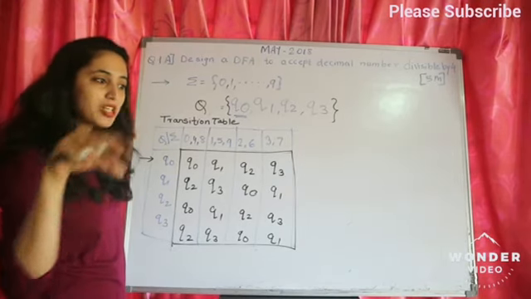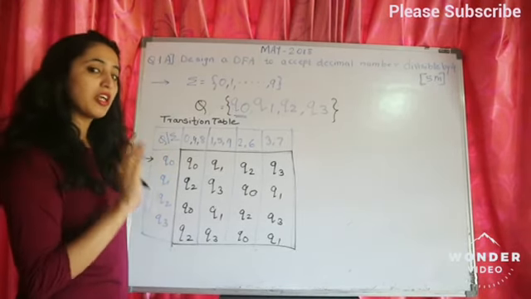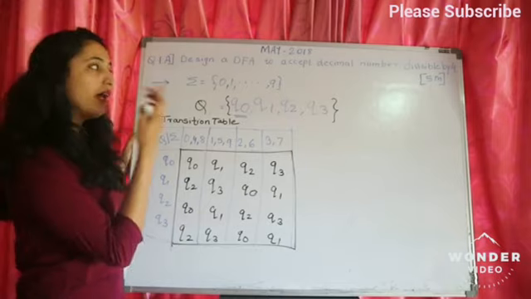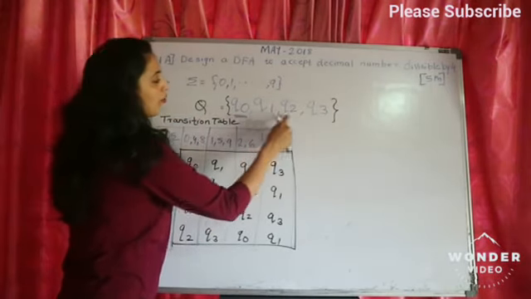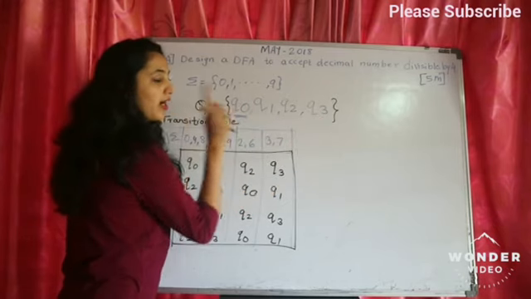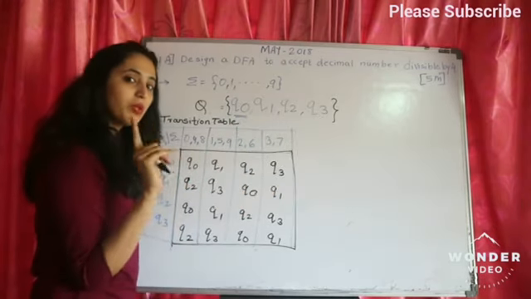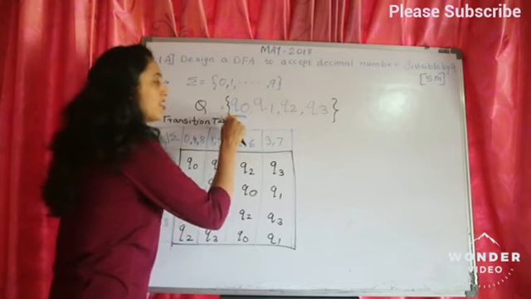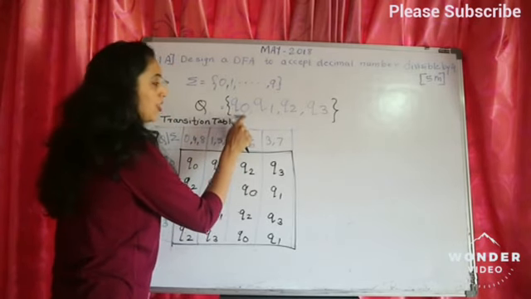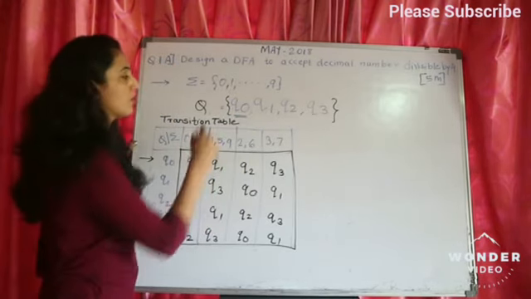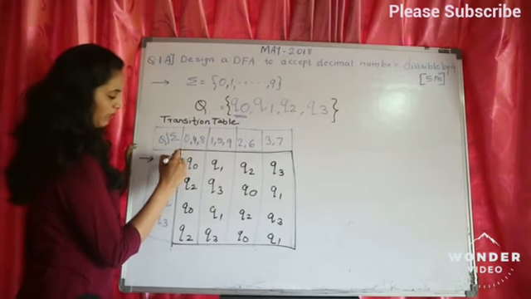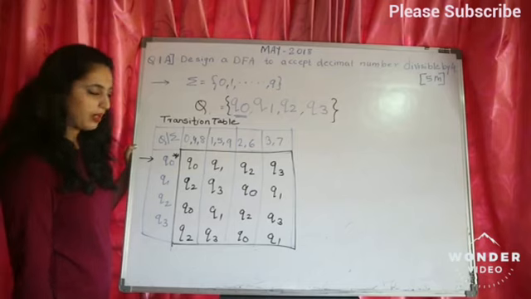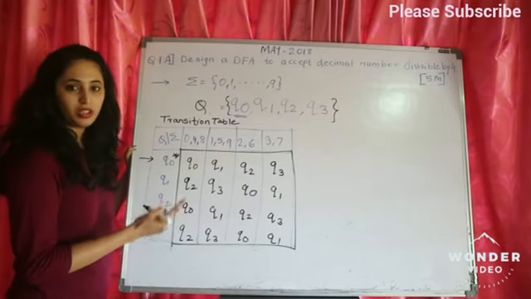So at which state it stops, only then will we accept this DFA. The accepting condition is divisible by 4. Which state will tell us that it is divisible by 4? If my remainder is 0, only then it is divisible by 4. That means if I am stopping at Q0, then only it is divisible by 4. So Q0 should be my final state, and that's why I'll show Q0 as a final state with an asterisk mark. Now we are done with the transition table.